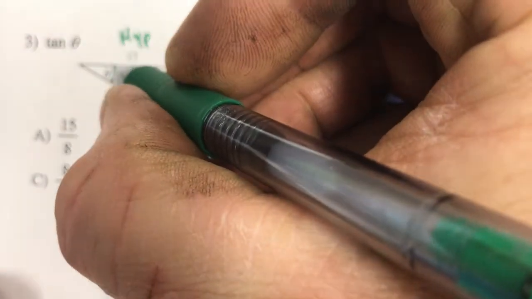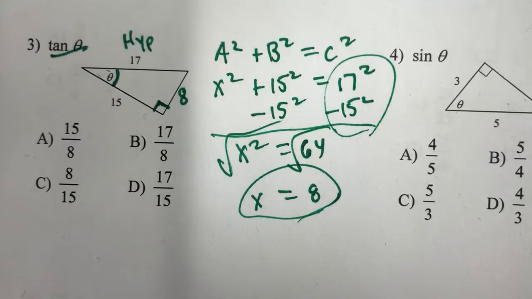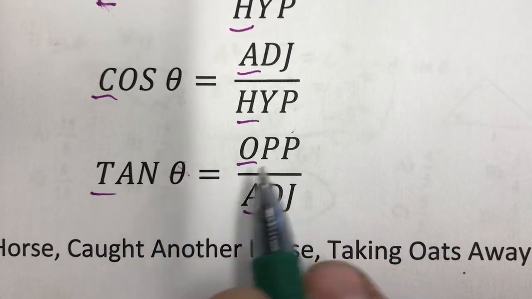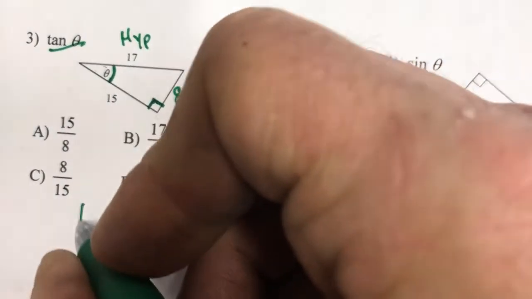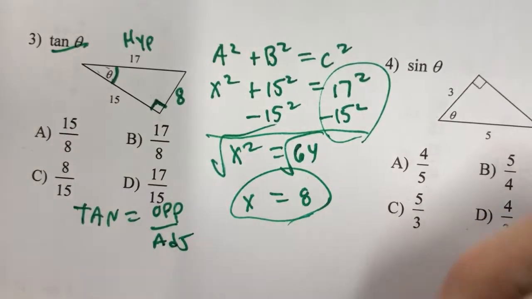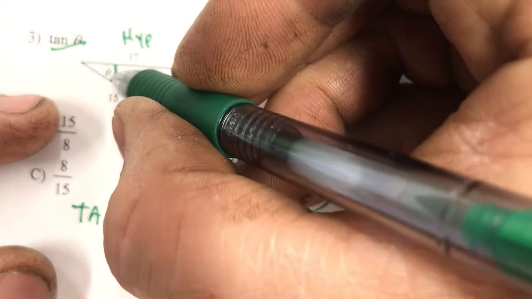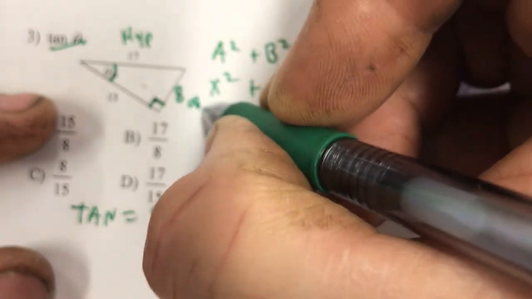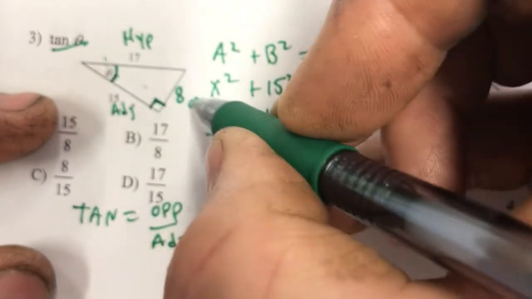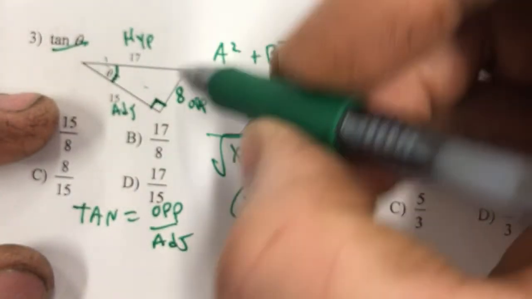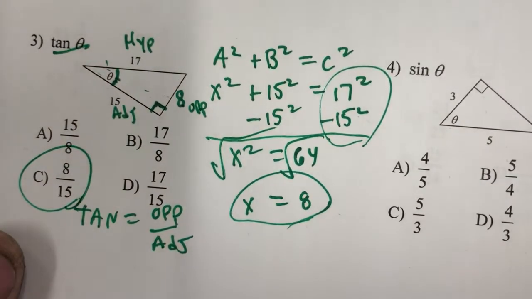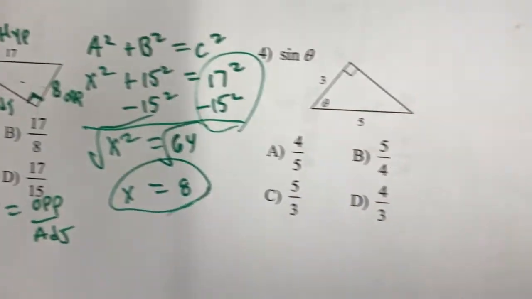Here's my theta. We're looking for tan theta, which, if you remember now, tan is opposite over adjacent. So let's label them. This would be my opposite right here. This is adjacent right here. See, adjacent's right next to the angle, whereas the opposite's away from it. So this is going to be the opposite, 8 over 15, right there. Okay.